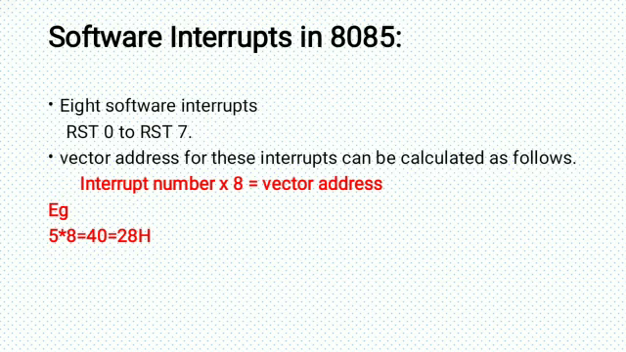The next one is software interrupts in 8085. The 8085 microprocessor has 8 software interrupts, that is RST0, RST1, RST2, RST3, RST4, RST5, RST6 and RST7. The vector address for these interrupts can be calculated as follows. We take the interrupt number times 8, which is equal to the vector address. For example, if you take RST5, the interrupt number is 5, then multiplied by 8, it is equal to 40. Then it is converted into hexadecimal, which is equal to 28H.